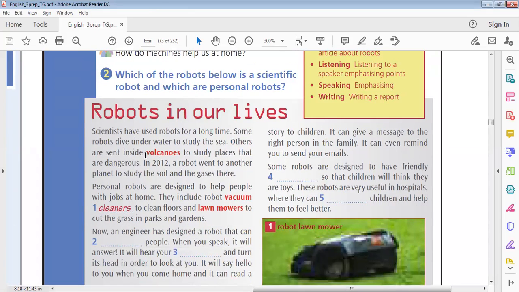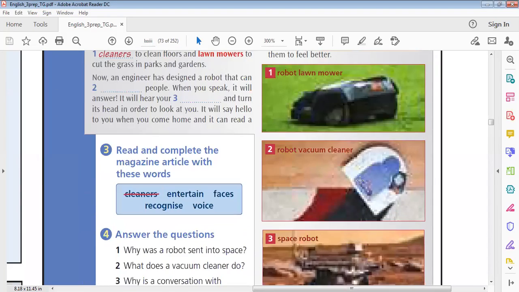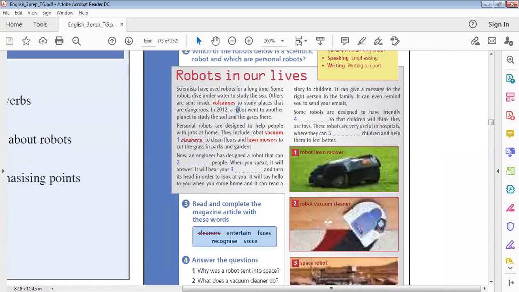The first word here is volcano. Volcano, and the plural is volcanoes, as you see. Another word is vacuum cleaner. This is called a vacuum cleaner. So open your books, please, on page 28. This is a vacuum cleaner. And after that, robot lawn mower.